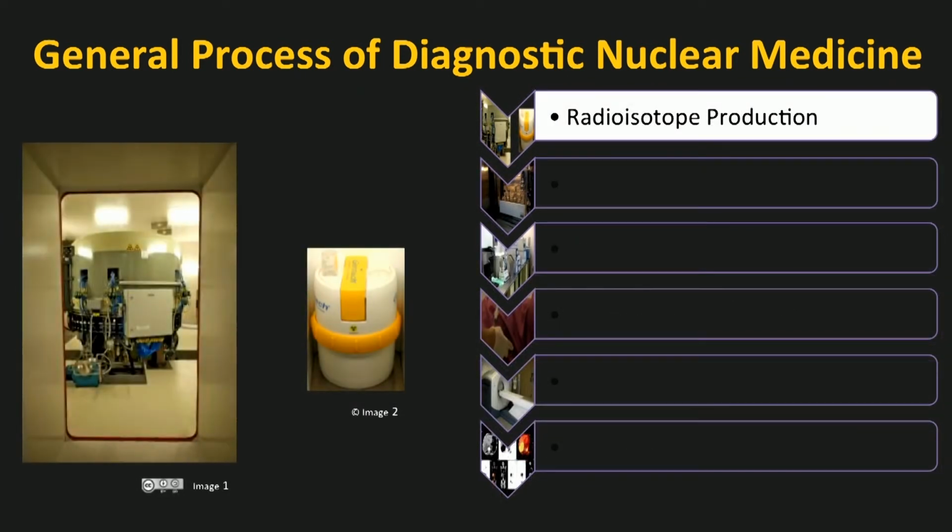One way of producing radioisotopes is using a particle accelerator, such as a cyclotron, like the one you can see on the left. Radioisotope generators, like the one displayed on the right picture, are also sources of radioisotopes.